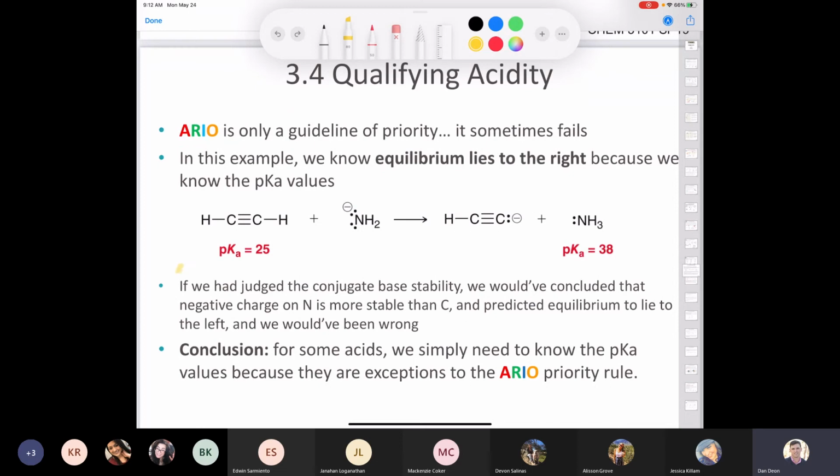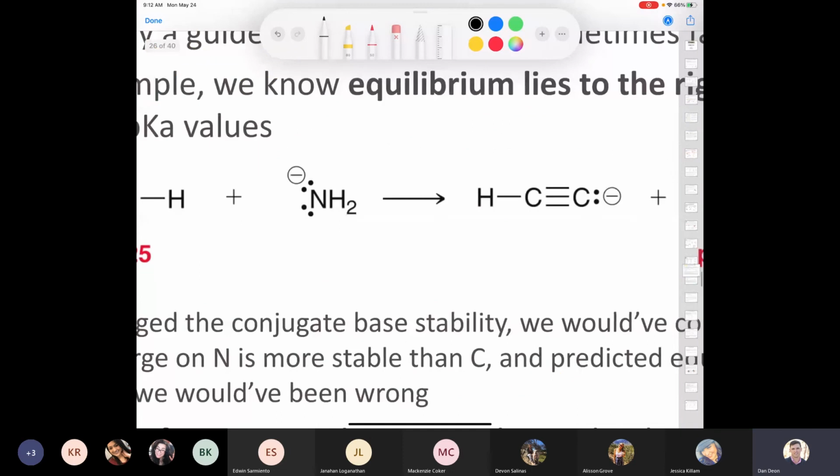However, follow along with me here. I know there's a lot of text, but think about it. If we had judged this using ARIO, where would we have started? We would have started with the atom, because here you have the negative charge on a nitrogen, and here it is on a carbon. We would have said, well, come on, you have boron, carbon, nitrogen, oxygen, fluorine. Nitrogen is more electronegative than carbon. Therefore, the negative charge will be more stable on the nitrogen.